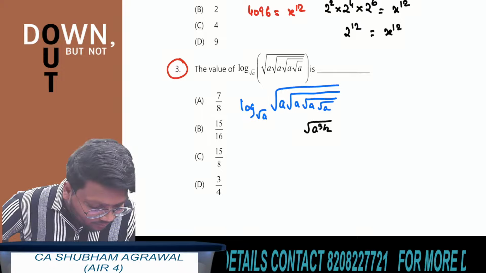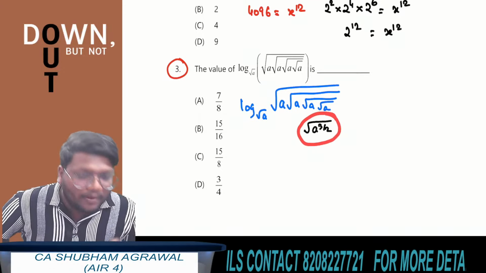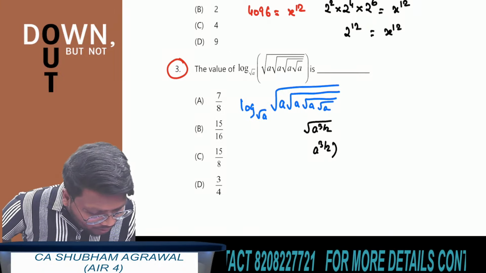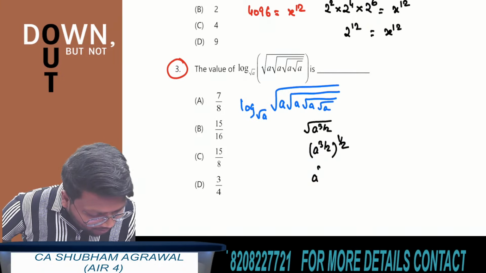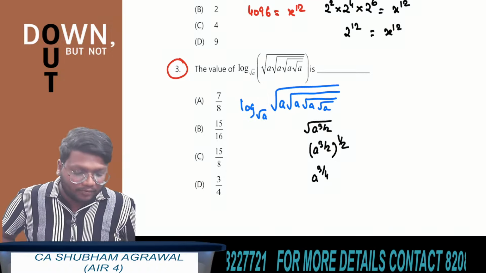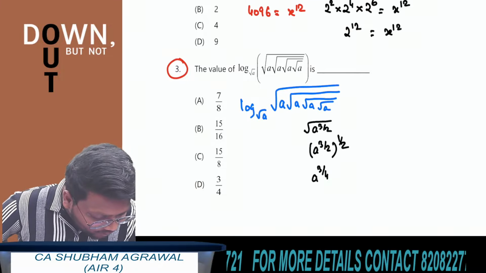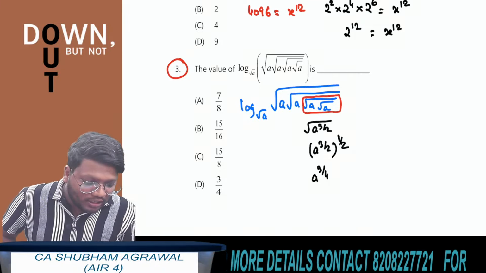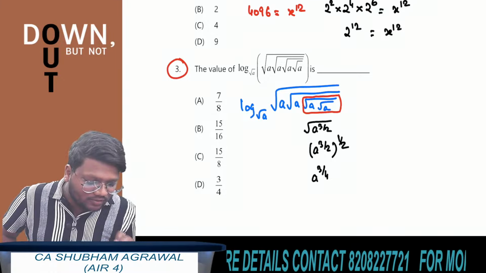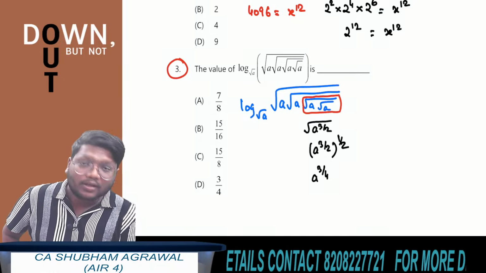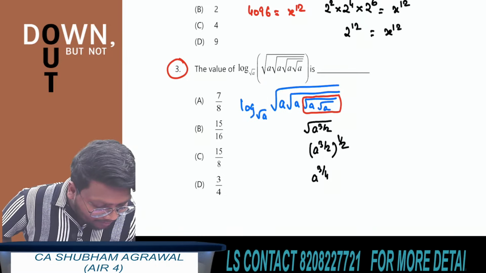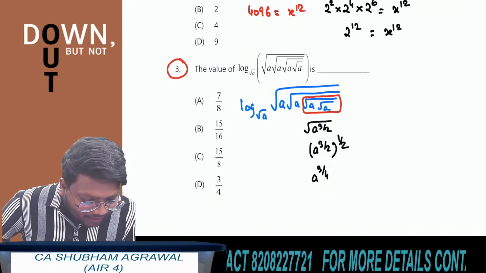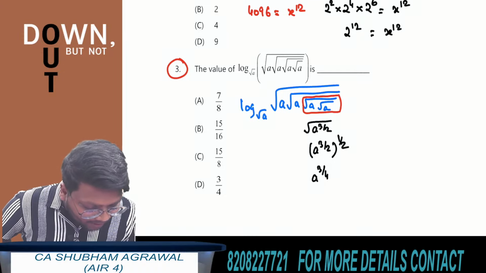Now this square root of a to the power 3 by 2 we can write as a to the power 3 by 2 to the power 1 by 2, which is a to the power 3 by 4. This a to the power 3 by 4 is the value of the portion which I have highlighted with red color. Clear? Now again, we have to multiply this a to the power 3 by 4 with a. Now a multiplied by a to the power 3 by 4.